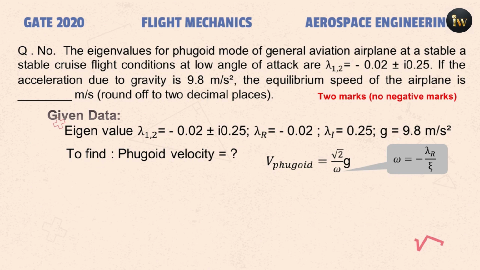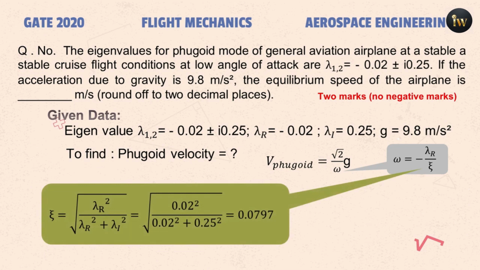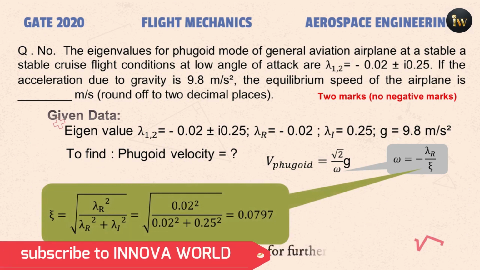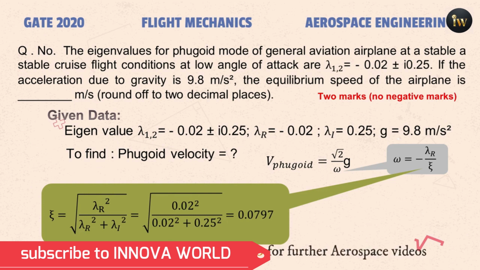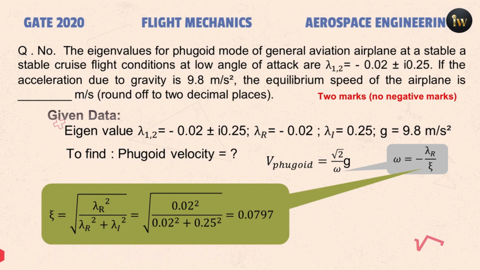Again, the formula of the damping ratio is a relation between the real eigenvalue and the imaginary eigenvalue. The damping ratio can be written as the root of lambda R squared divided by lambda R squared plus lambda I squared. By substituting the values of lambda R and lambda I, we find the damping ratio is about 0.0797. Substituting back, we get that omega n is around 0.251.